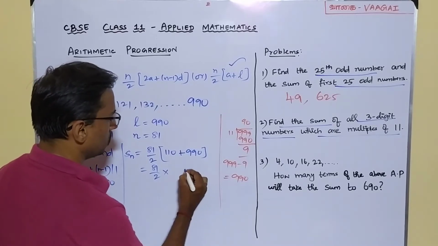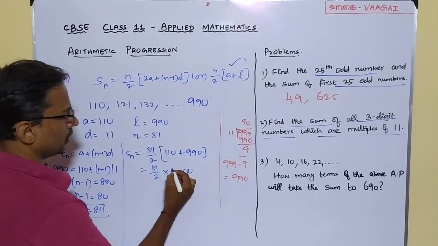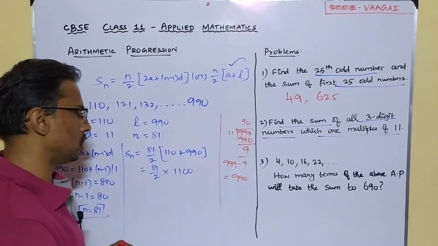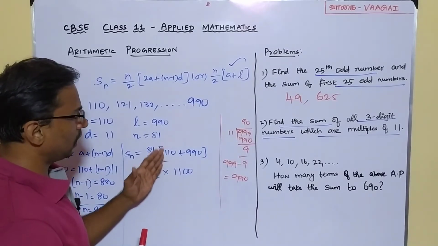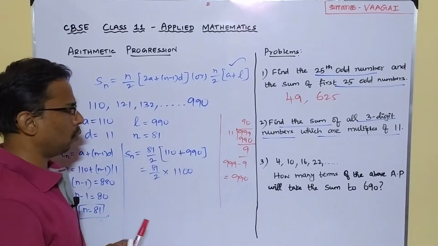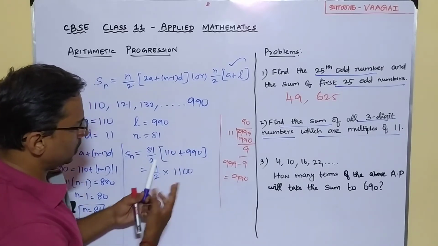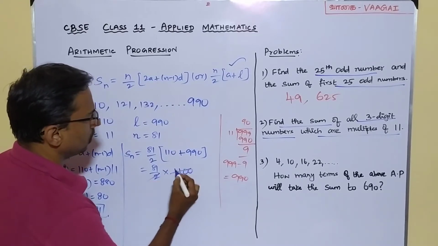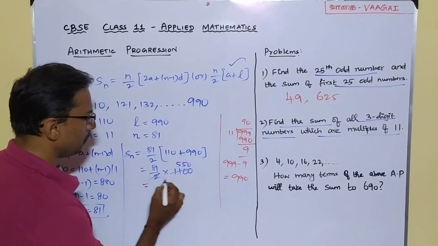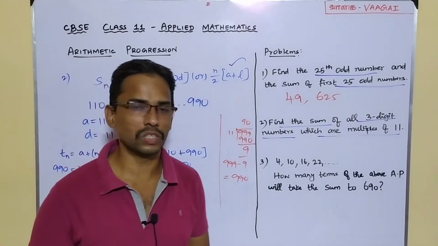So definitely it's going to be 0, 0. And what is 11 plus 99? We'll get 110. So 1100. Is it or not? So we are getting the answer of 110 plus 990 to be 1100. We'll even check it. Yeah, it's clear. So 81 by 2 into 1100. When we cancel it, we'll get 550. So we'll get our answer when we multiply 81 times 550. That's it.